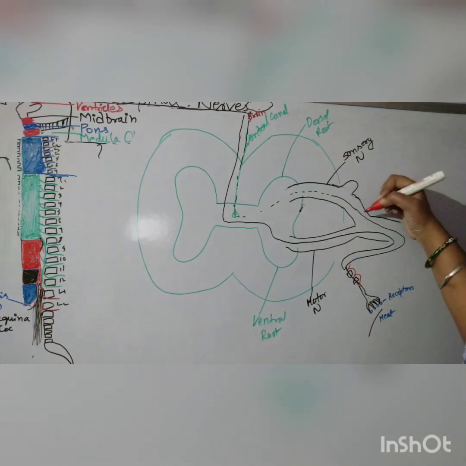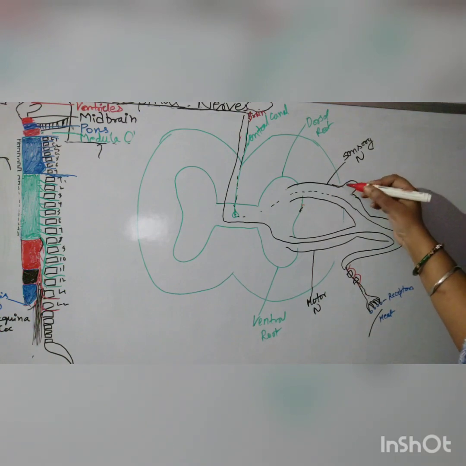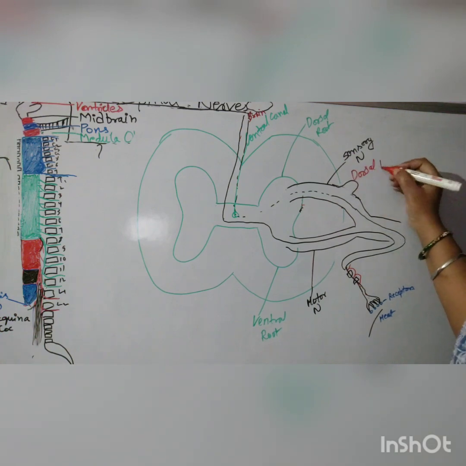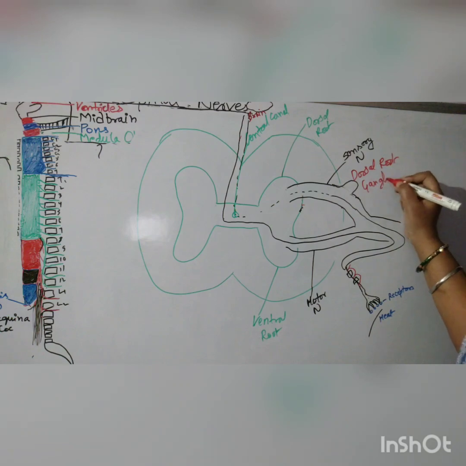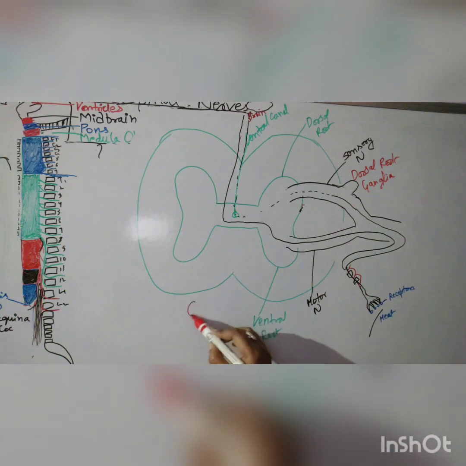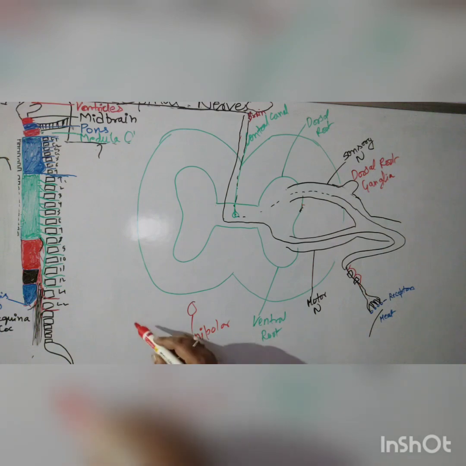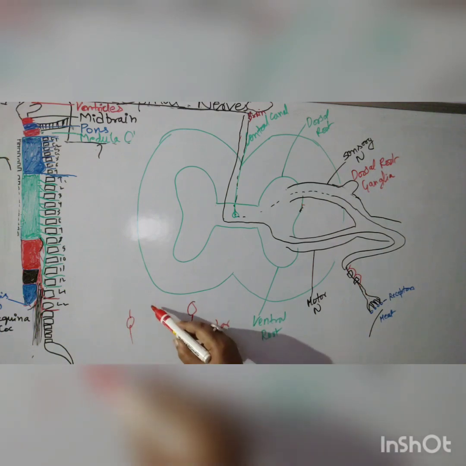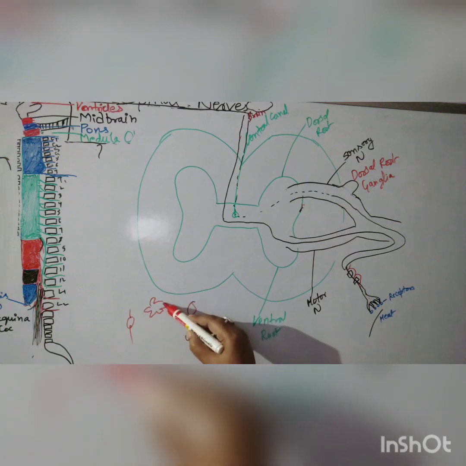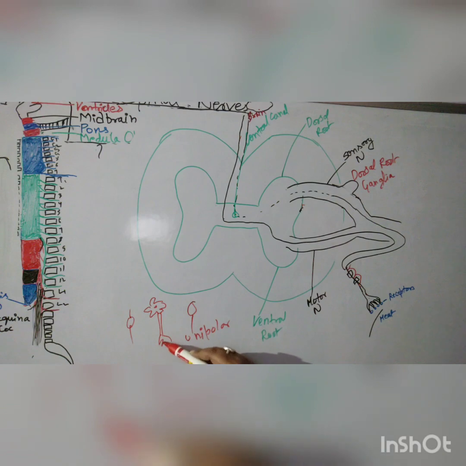Now see, here lies a curved structure. This is your dorsal root ganglia. Here lots of neurons are present. Which type of neuron? There is a unipolar neuron. Unipolar means they have only one end. Generally neurons are bipolar, meaning they have the dendritic part and axonal part, like this. These are bipolar, but in this case lies the unipolar neuron.